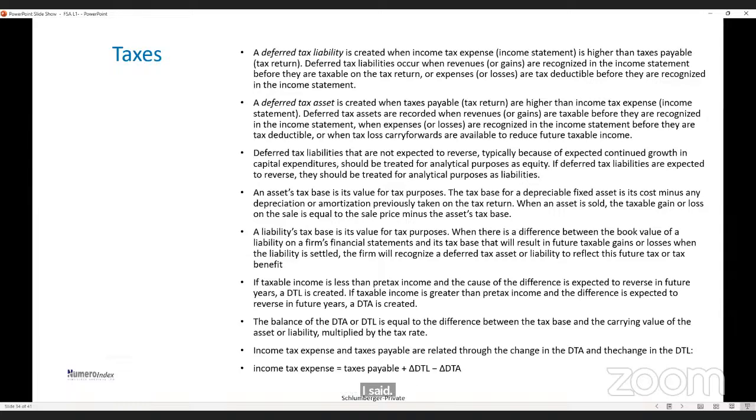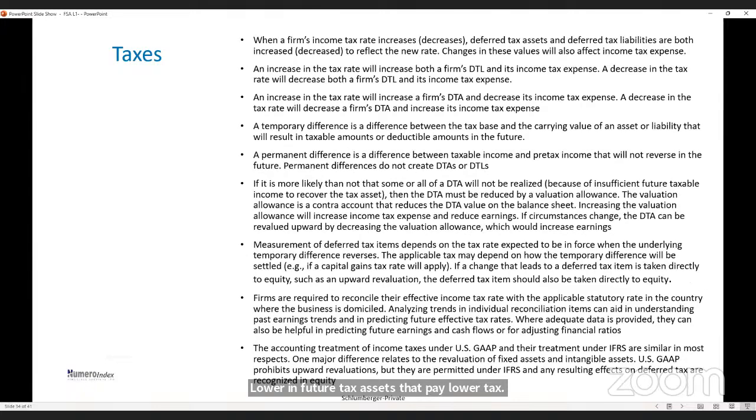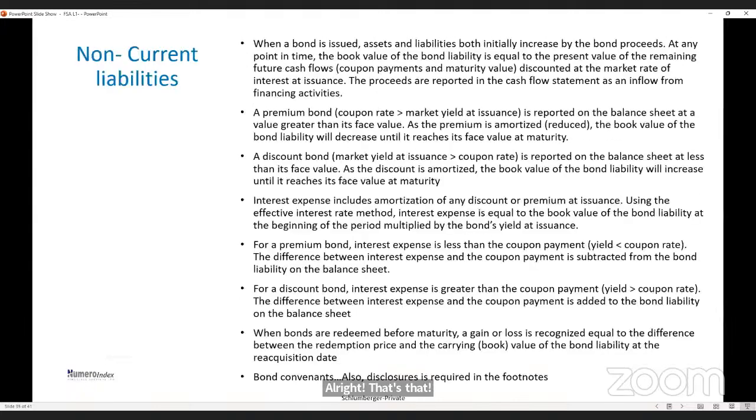If you are paying higher now, you're going to pay lower in future: deferred tax assets. If you are paying lower now, but you're going to pay higher in future: deferred tax liability. All right, that's about it. That's everything that we've covered.